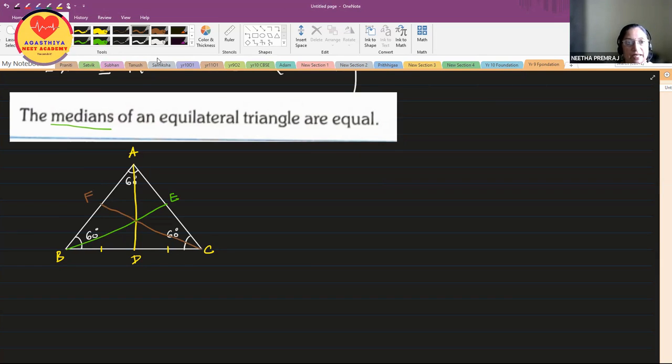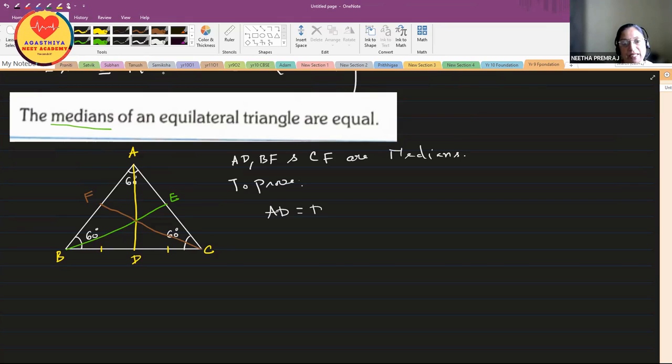In this, AD, BE, and CF are medians. Now we want to prove that the medians of an equilateral triangle are equal, that is, to prove AD equals BE equals CF. How come? Okay, we will do it one by one. First, I'll take only one median. Okay, consider one median.